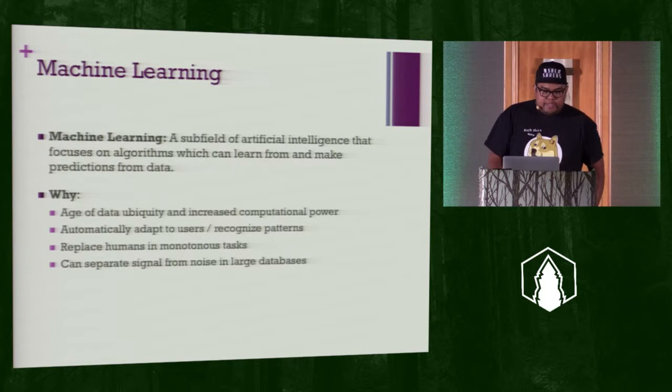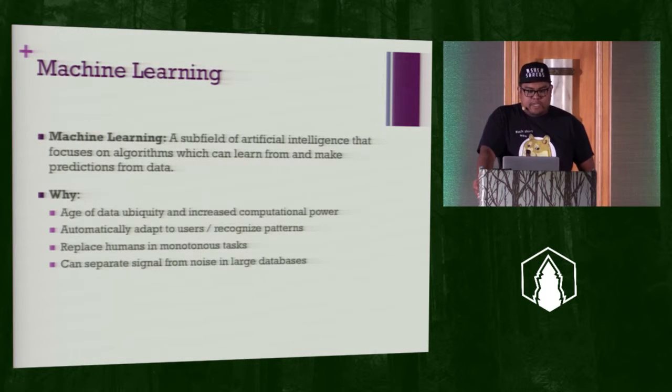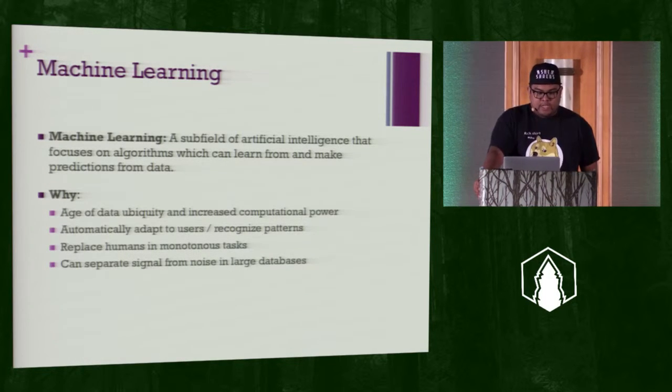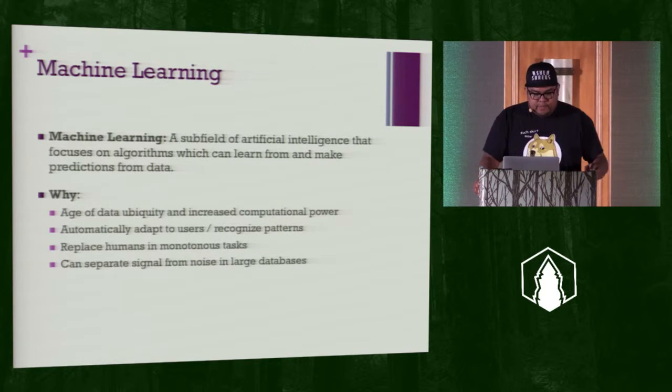So what exactly is machine learning? Machine learning is a subfield of AI that focuses on algorithms that learn from experience. And they take these example experiences to make predictions on data. For example, these algorithms can be used to adapt to your users to provide a more personalized experience. They can recognize patterns and replace humans in monotonous tasks. And they can also be used to separate the signal from noise in large data sets that you might not see otherwise.